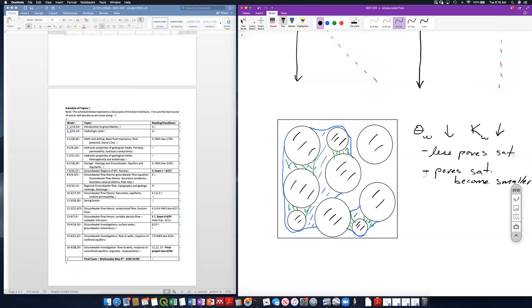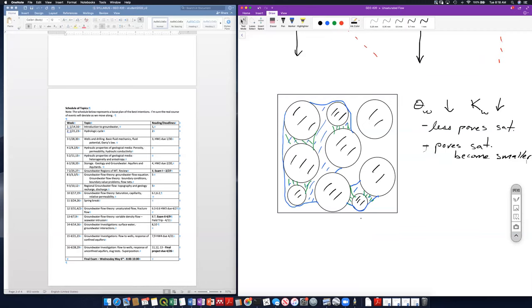All right. So how do we deal with this and thinking about how to describe flow through unsaturated media? So, Darcy's law for unsaturated. All right, so I'm gonna do a little q style. So little q is equal to something times dH/dL.